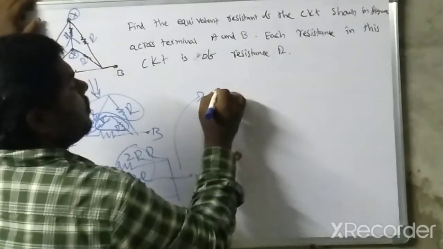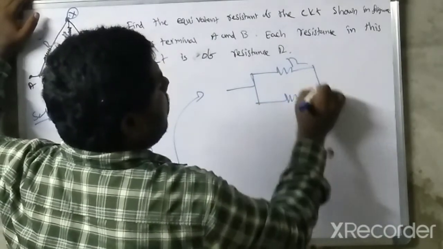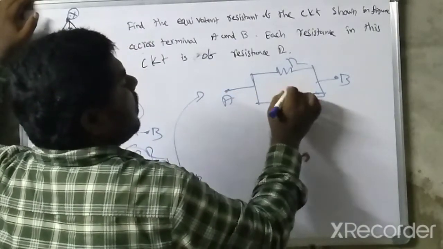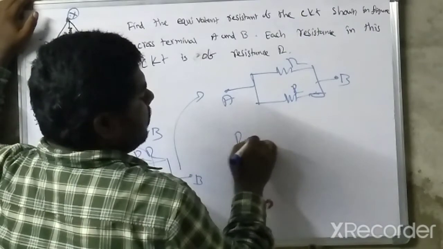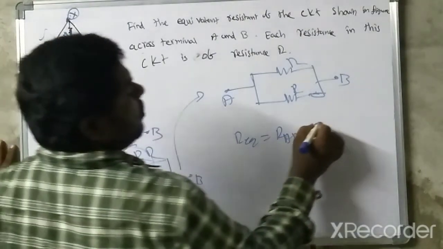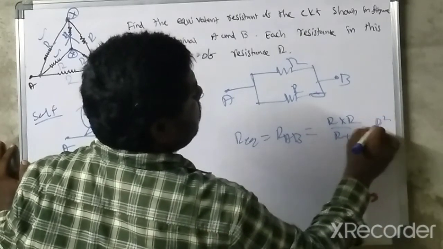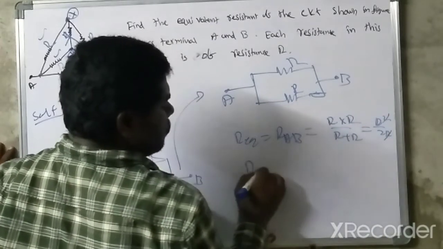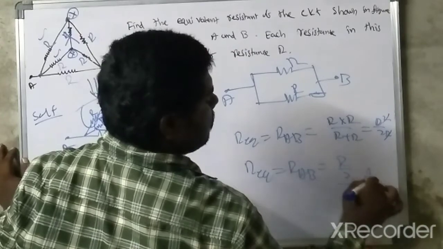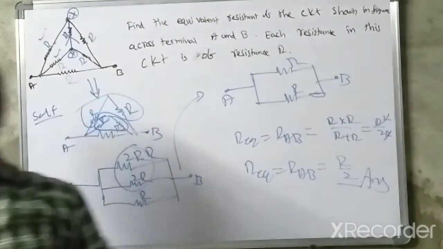From this circuit, again redraw the diagram. This is also R, this is also R, this is B and this is A. So here also R into R, the equivalent RAB, whenever there is a parallel connection, is R into R divided by R plus R, which equals R square by 2R, R cancelled. So R equivalent, RAB, is equal to R by 2. This is the answer to the question. Whenever they ask this type of question, you may do like this.